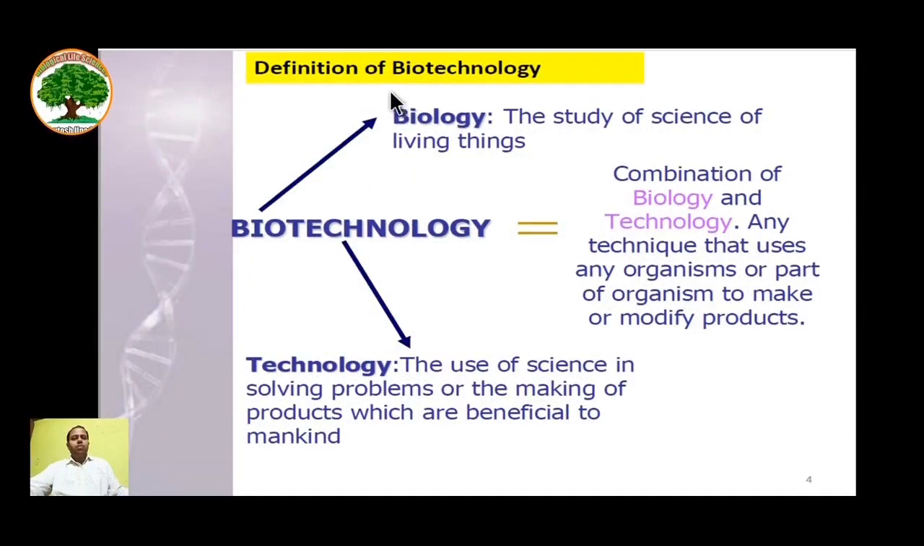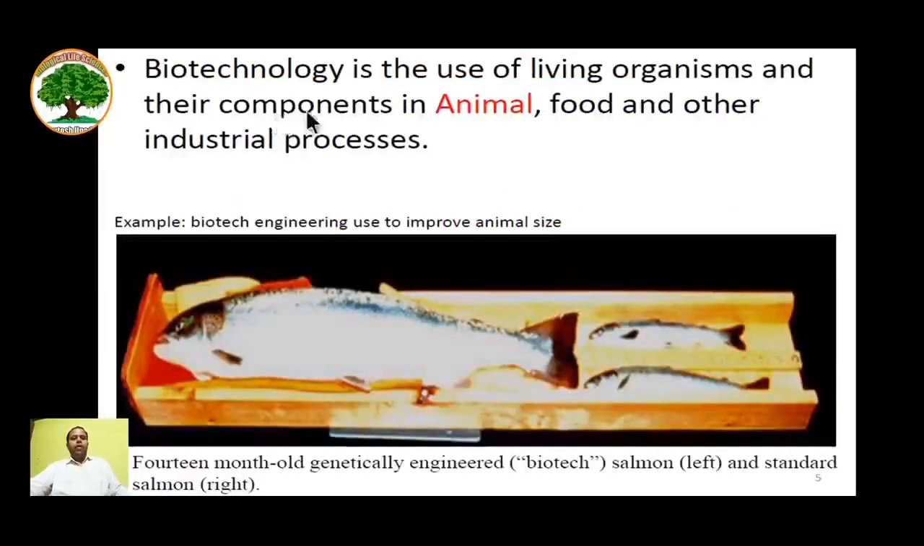So what are the definitions? Let's see in short. Biotechnology is combined from two words, biology and technology. Biology is the study of living things, and technology is the use of science in solving problems or making products which are beneficial to mankind. So the combination of biology and technology: any technique that uses any organism or a part of an organism to make products or modified products. Biotechnology is the use of living organisms and their components in animal, food, and other industrial processes.